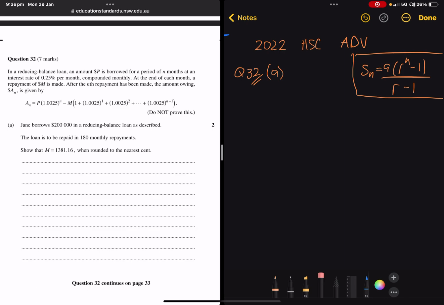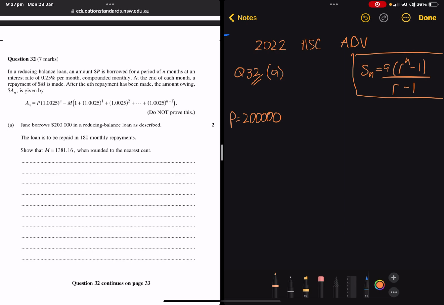So we're told in a reducing balance loan, the amount P is borrowed for a period of n months at an interest rate of 0.25% per month, compounded monthly. At the end of each month, a repayment of M is made. After the nth repayment has been made, the amount owing A_n is given by the listed formula. We're told Jane borrows $200,000, so P is 200,000 in a reducing balance loan as described, so the associated formula is applicable to this question.